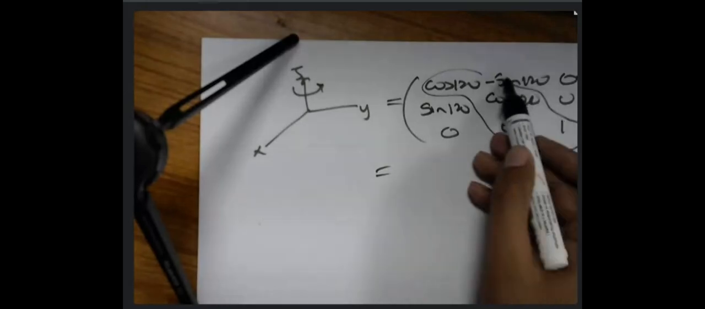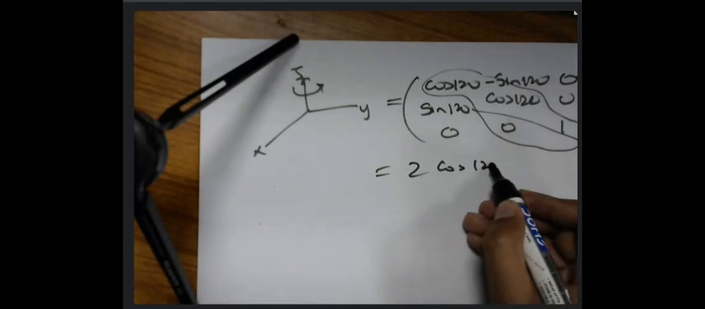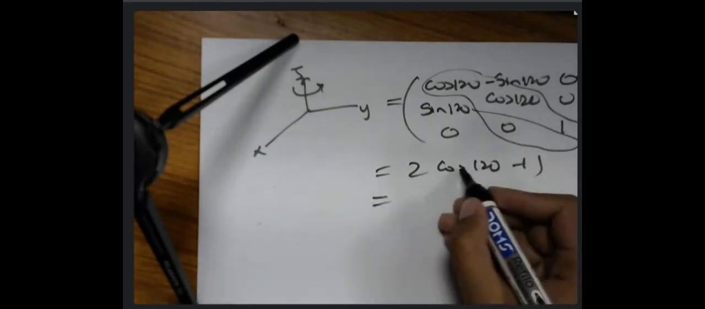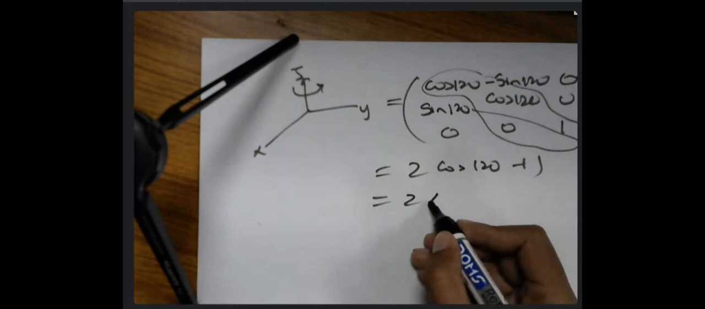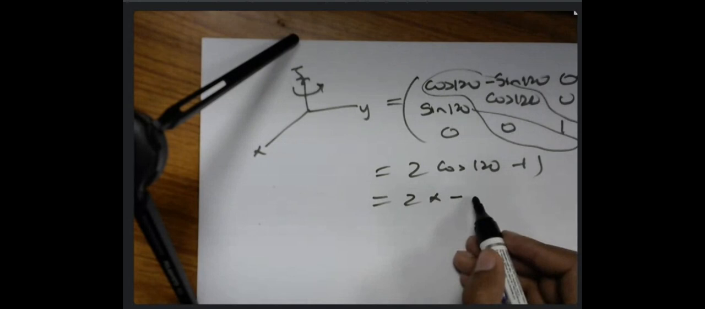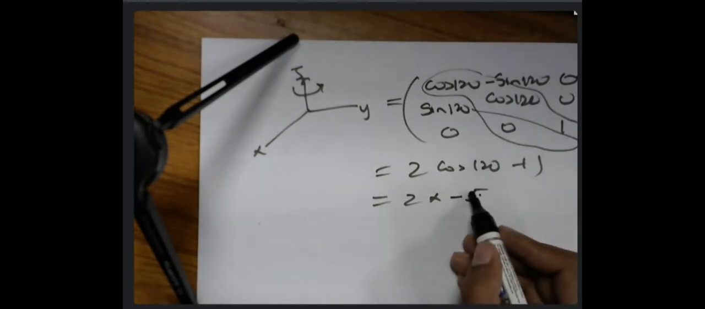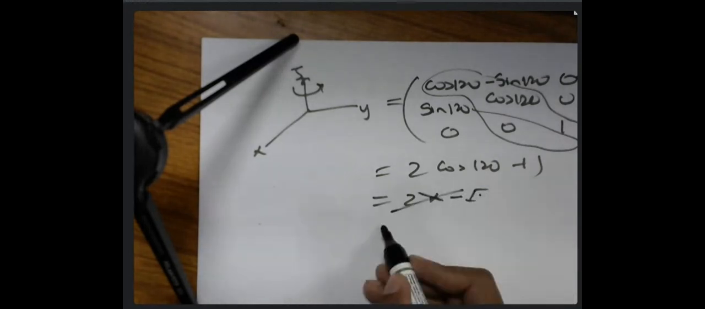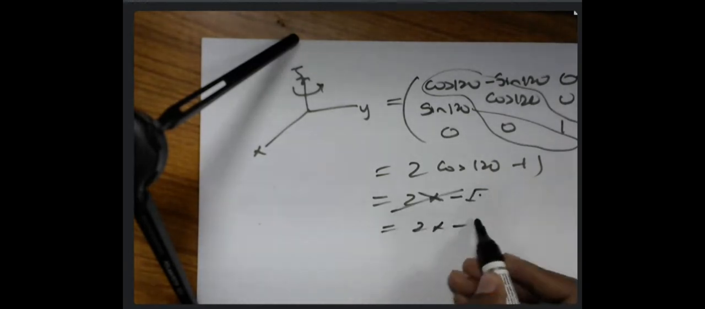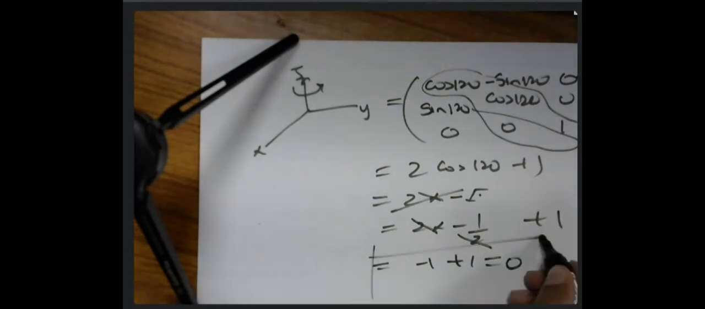So trace will be sum of this 2 cos of 120 plus 1. Cos of 120 is nothing but minus 1 by 2. It won't be 3 by 2. It will be 2 times 1 by 2 minus 1 by 2 plus 1. This got cancelled. Minus 1 plus 1 will be nothing but 0. And that's how we have solved this.